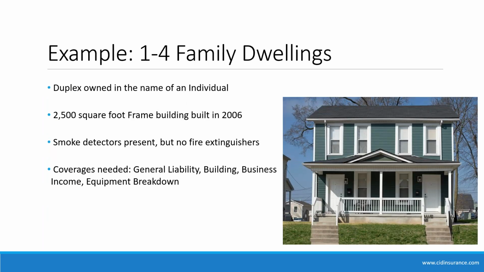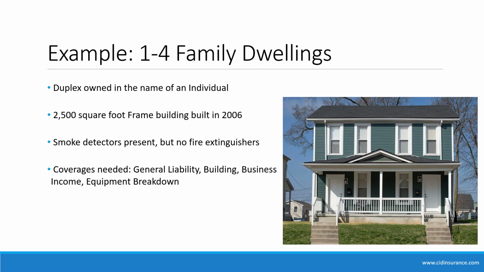All right, and then our last example is going to be a 1 to 4 family dwelling. I wanted to talk about these with the apartments because I do see a lot of these, and people will say, oh, I have a 4-unit apartment. And like we talked about in the beginning, that's not necessarily considered an apartment by most carriers, because most carriers consider an apartment to be 4 units or more.